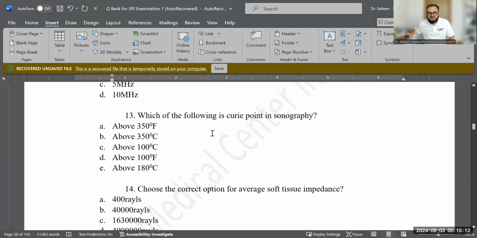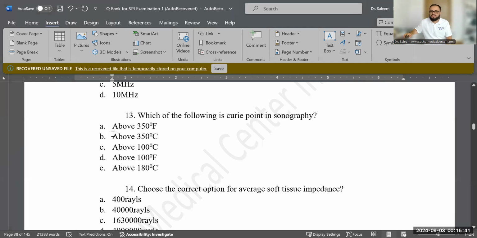Which of the following is the Curie point in sonography? Okay, Curie point, as you know, it's a heat where the PZT, lead zirconium titanate, or the crystal, will be destroyed. They will not have that effect to convert the electricity to the sound and sound back to the electricity. They will lose that property, actually. So that's a Curie point. Now, which one is that from the following options?